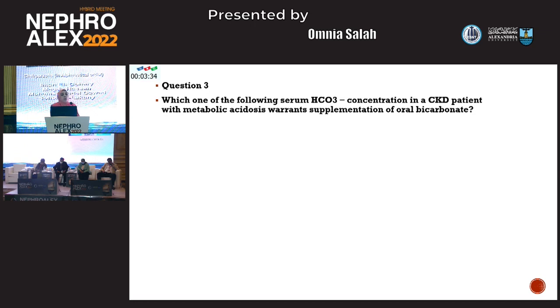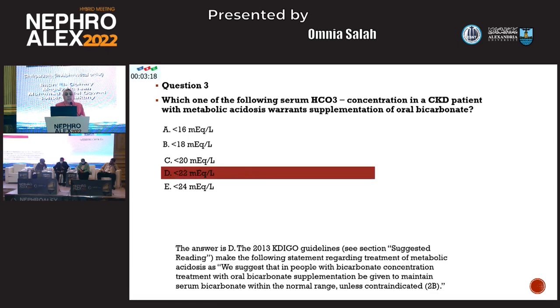Question number 3. Which one of the following serum bicarb concentrations in a CKD patient with metabolic acidosis warrants supplementation of oral bicarbonate? Less than 16, or less than 18, or less than 20, or less than 22, or less than 24? 22, correct. According to the KDIGO guidelines, we give bicarb if the patient's bicarb is less than 22.